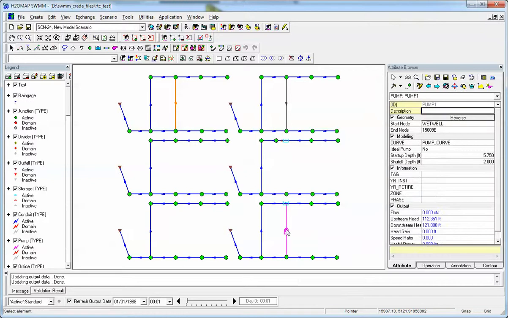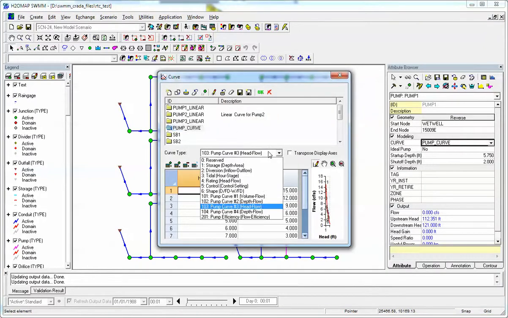The pump itself can be a variety of pumps. It can be an ideal pump, which basically sets the outflow of the pump equal to the inflow at the wet well, or it can be a pump curve. If it's a pump curve, it can be a pump that's rated by volume, depth, head flow, depth flow. Normally you will be using type pump curve 3 for dynamic head pumps.